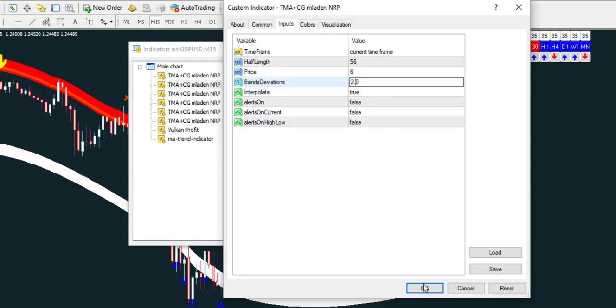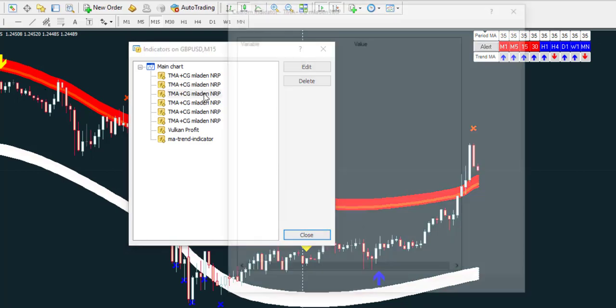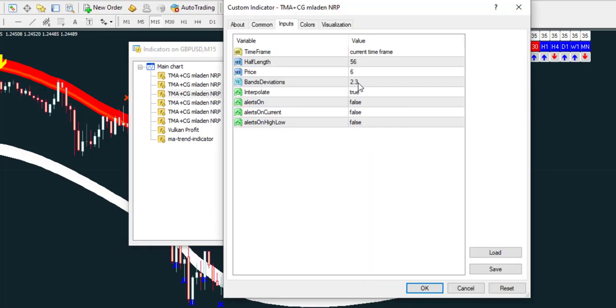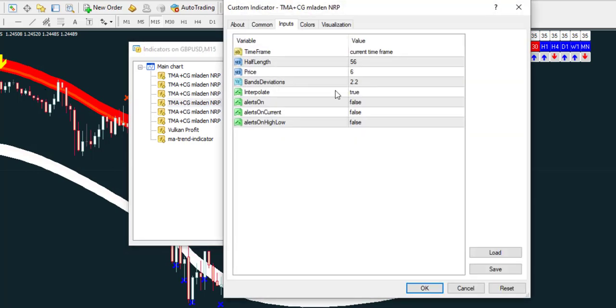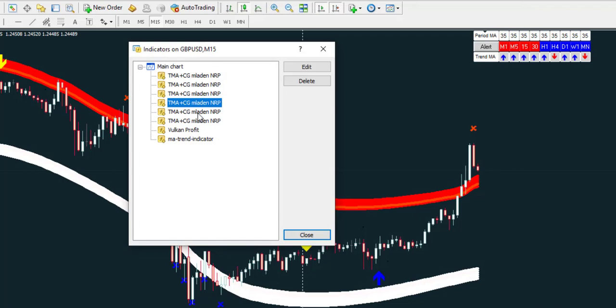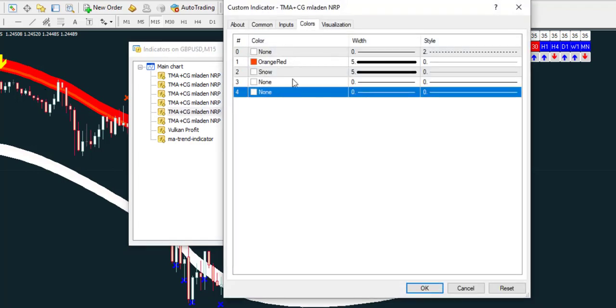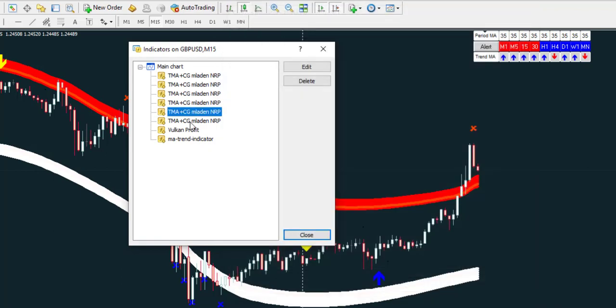Here, change this one to 2.3. The values and color remain the same. Here, this one is 2.2. The values and colors remain the same. And the fourth one, the color remains the same, but the band deviation differs. This is 2.1. And the last TMA indicator, the band deviation is 2.4. Every other value remains the same.